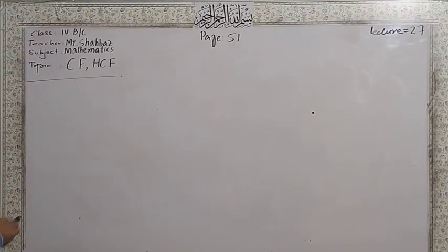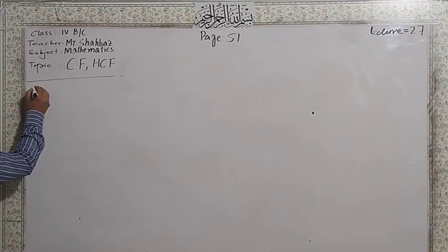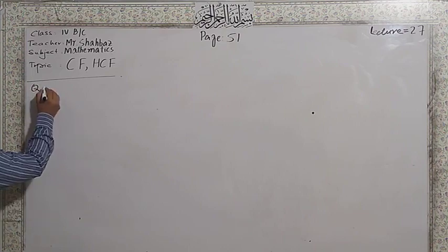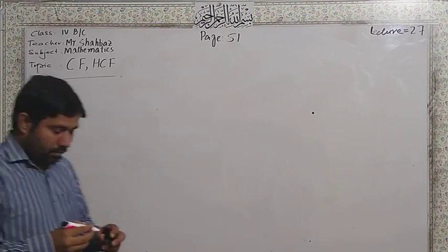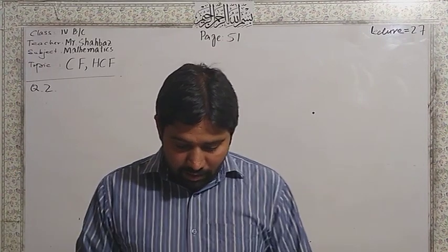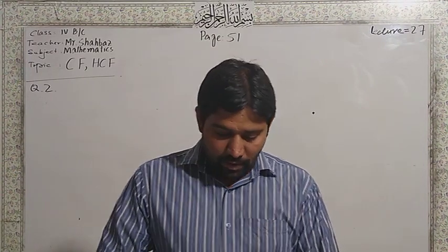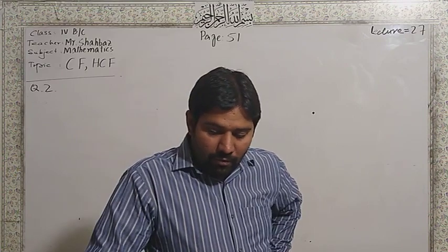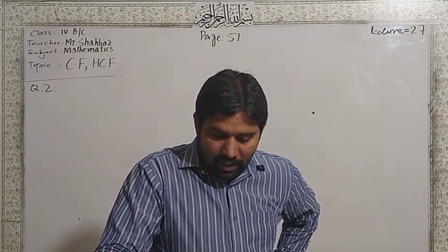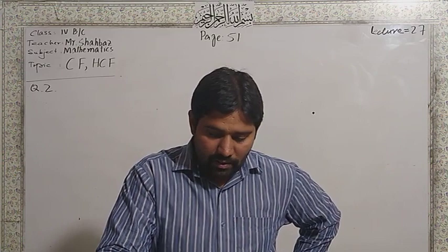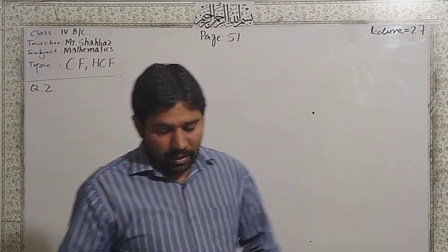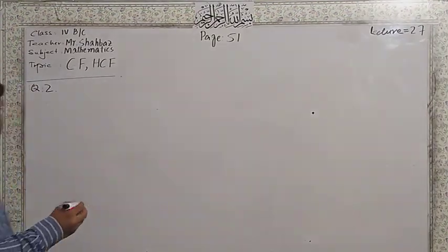Question 2. Are these statements true or false? If the statement is true, you have to write T. If the statement is false, you have to write false. Okay? A. 5 is a factor of 30.